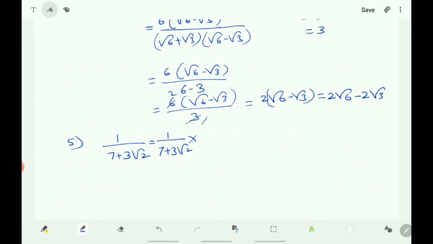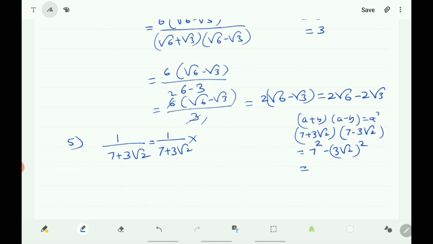So here, to rationalize the denominator, 7 plus 3 root 2 must be multiplied by 7 minus 3 root 2. That is 7 plus 3 root 2 into 7 minus 3 root 2. Again it becomes 7 square minus 3 root 2 the whole square, because this is in the form of a plus b into a minus b, and the product is here a square minus b square.